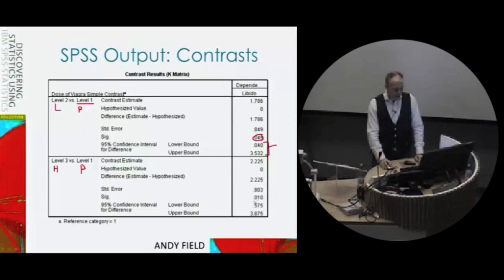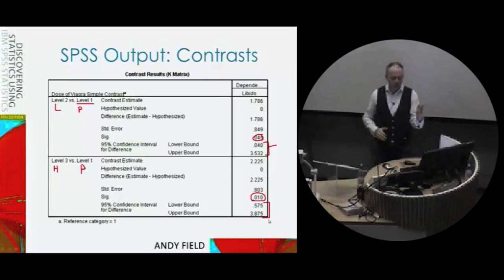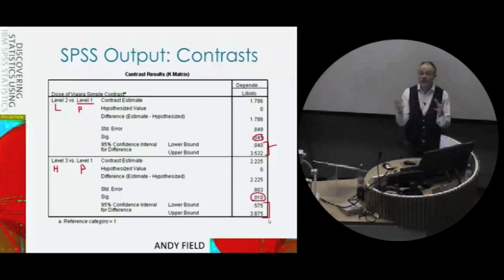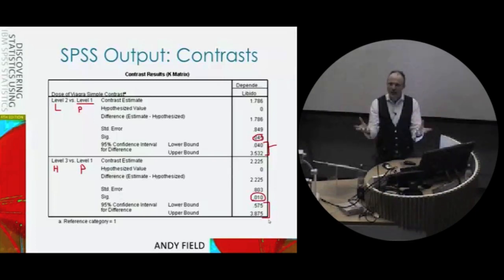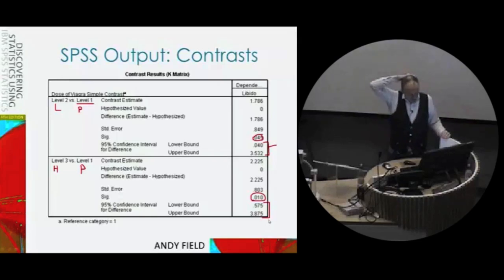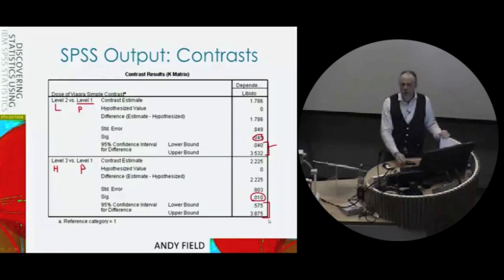For our high dose versus placebo, again, the p-value is less than 0.05, and again, our confidence interval doesn't contain 0. The lower boundary is just above 0, about a half, and the upper boundary is 3.88. Because that doesn't contain 0, we know that in the population, this effect is likely to not be 0. In other words, there is an effect there. So in terms of the main effect of dose, these contrasts are useful for breaking that down. Of course, you could also do post hoc tests, and that will be fine too.